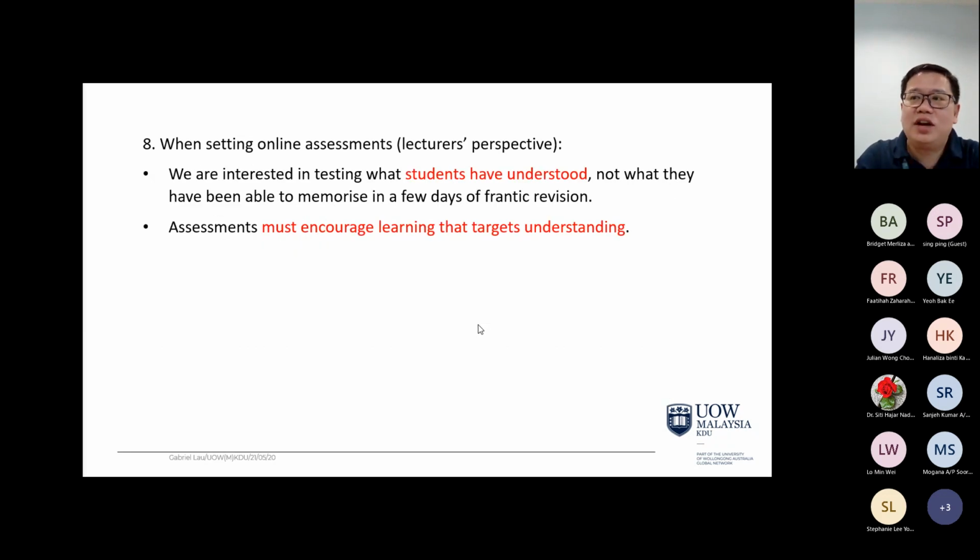When setting online assessments, from the lecturer's perspective, we are interested in testing what students have understood, not what they have been able to memorize in a few days of frantic revision. Assessment must encourage learning that targets understanding. Whatever assessment you do, it must encourage learning in the student, and that targets understanding. Learning knowledge is something which is long term. So this is what we want the students to do.